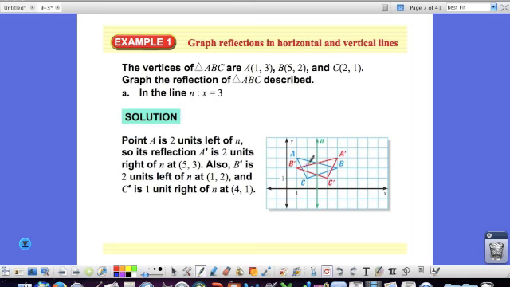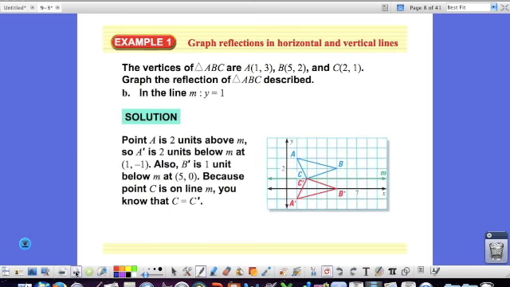B prime is 2 units left. This is a little misleading here. So the original B is 2, oh, here we go. The original B is 2 units to the right. So B prime is 2 units to the left. And the original C is 1 unit to the left, so the new C is 1 unit to the right. It's what we've done before, but now we're not using an X or a Y axis. We're using another line that they give us to reflect.